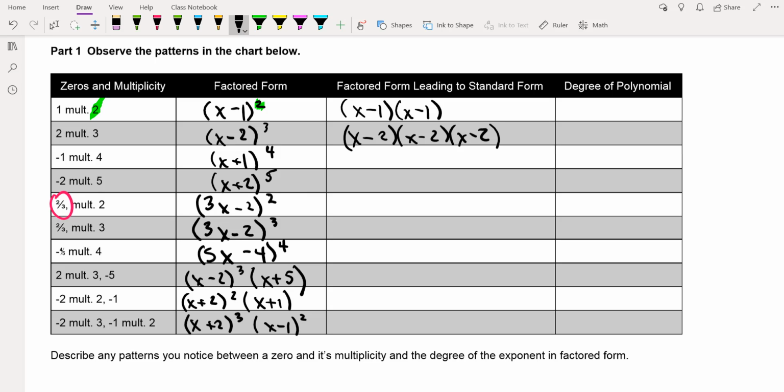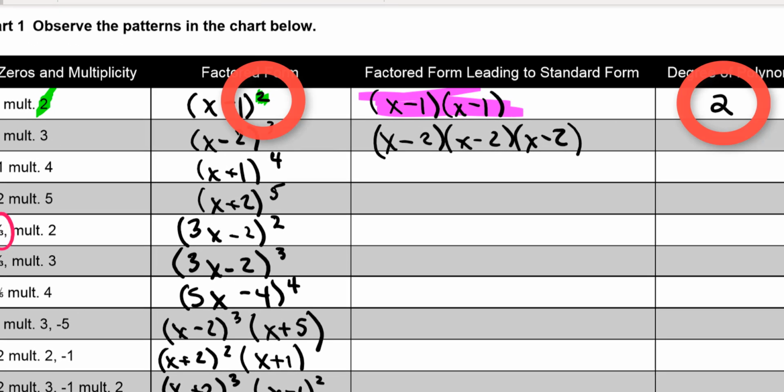Now, there's two ways you can look at and calculate the degree of the polynomial. One of the ways is to just look at how many factors there are. I'm going to highlight it here in, I guess, magenta, kind of pinkish. How many factors there are in that factored form leading to the polynomial in standard form. So if we look there in that very first one, we have x minus 1, x minus 1. So there's 2 factors. So the degree of the polynomial would just be 2. In this case, if I look at the exponent of my factored form, in the second column, you'll see that it's a 2, which also coincides with that.